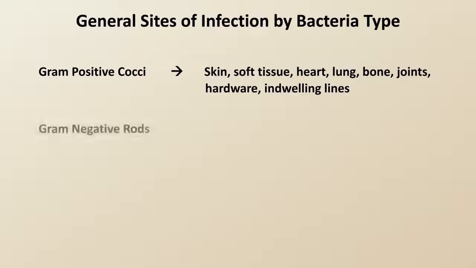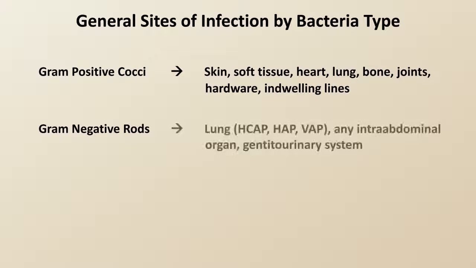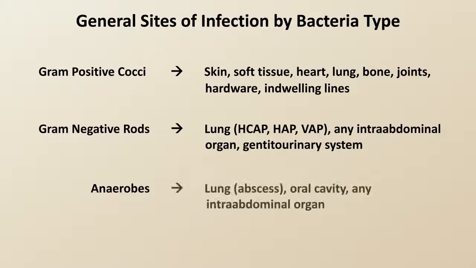Gram-negative rods tend to cause healthcare-associated, hospital-acquired, and ventilator-associated pneumonias. They also tend to cause infections of pretty much any intra-abdominal organ and any organ of the GU system. Anaerobes cause lung abscesses and infections of the oral cavity, as well as pretty much any kind of infection in the intra-abdominal space. And finally, atypical bacteria most frequently cause the atypical form of community-acquired pneumonia.